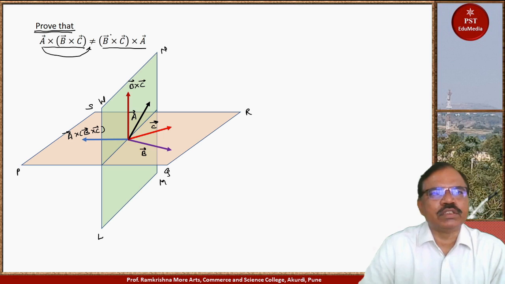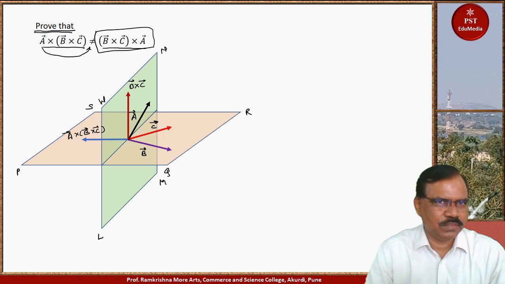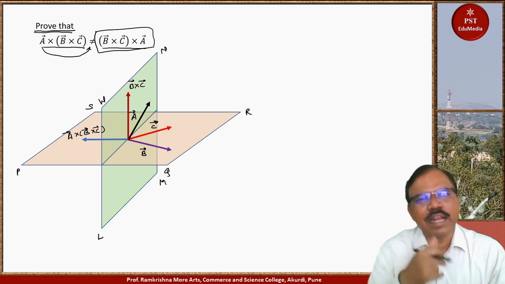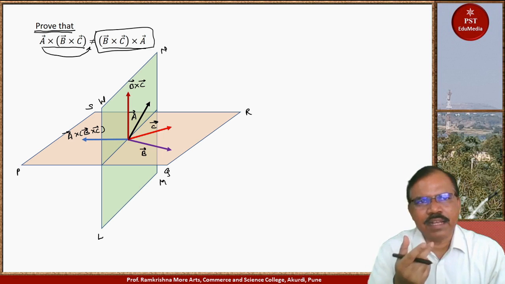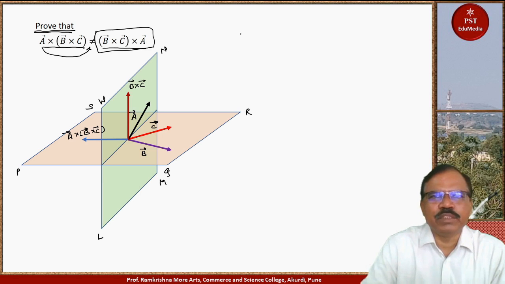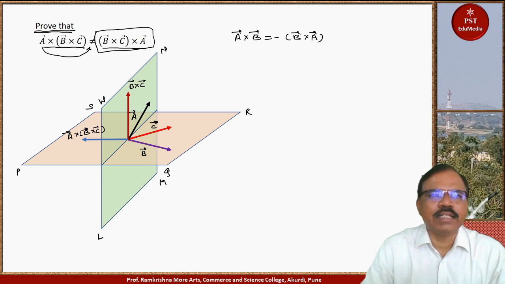Now go to this, B cross C cross A. Again it is the cross product of the same two vectors, but the order is reversed. So we have to use the right hand rule here. We have already seen that A cross B is equal to minus B cross A. We have seen this. So what happens here?